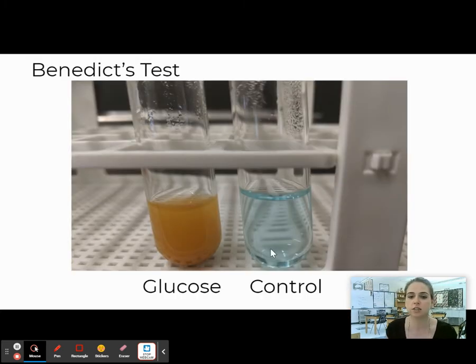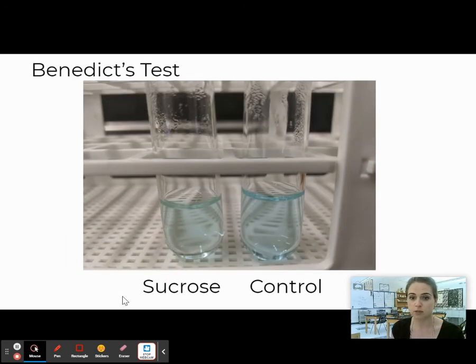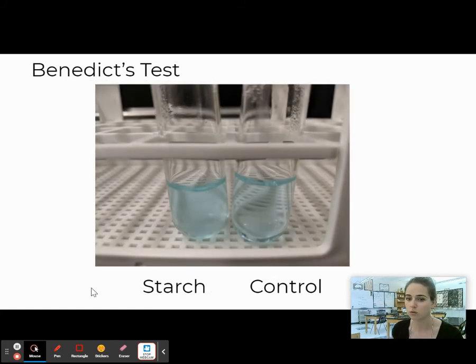For each of these that I took a picture of, I put it next to the control. This is water. And so water is not reactive at all. And so if it's different from the control, that indicates that Benedict's is testing for, as you see here, it goes from blue to orange, glucose. Benedict's does test for glucose. Sucrose, no change in the color. And so that tells me Benedict's does not test for sucrose. It also does not test for starch.